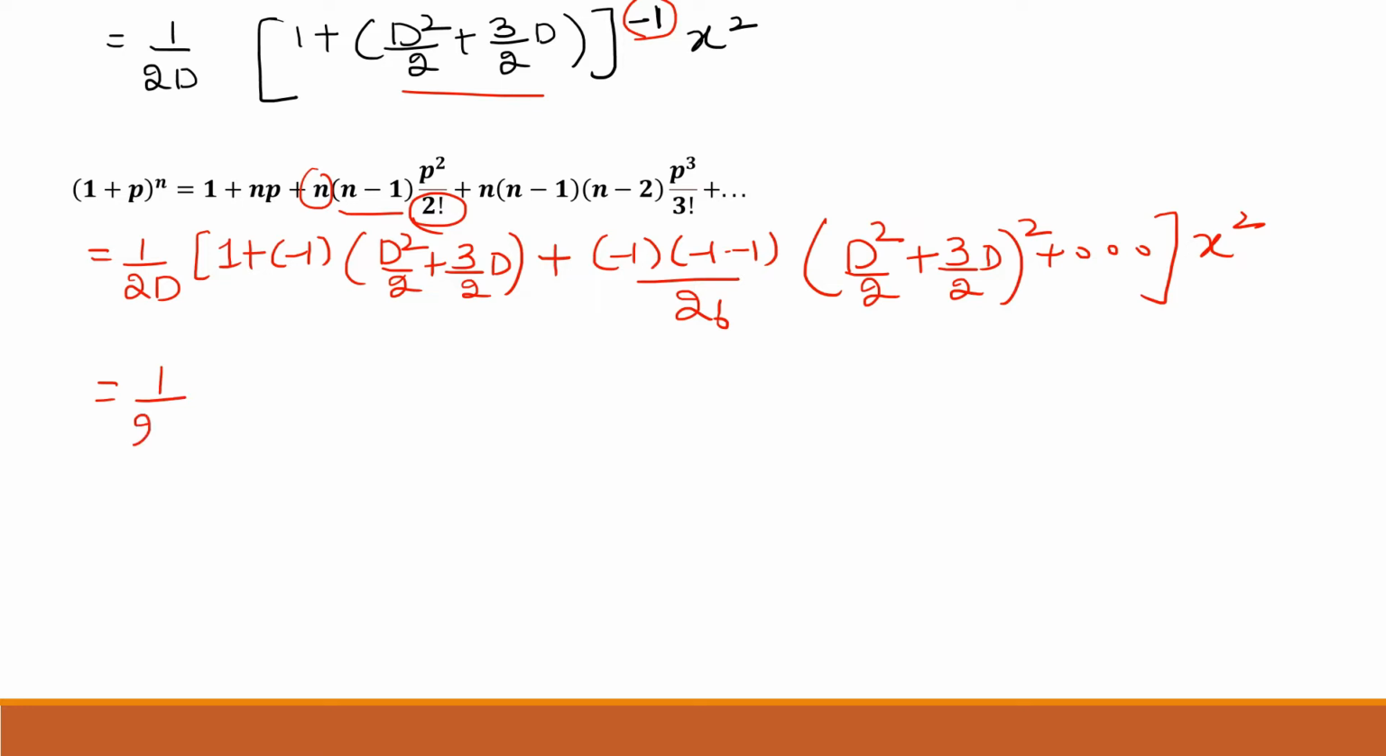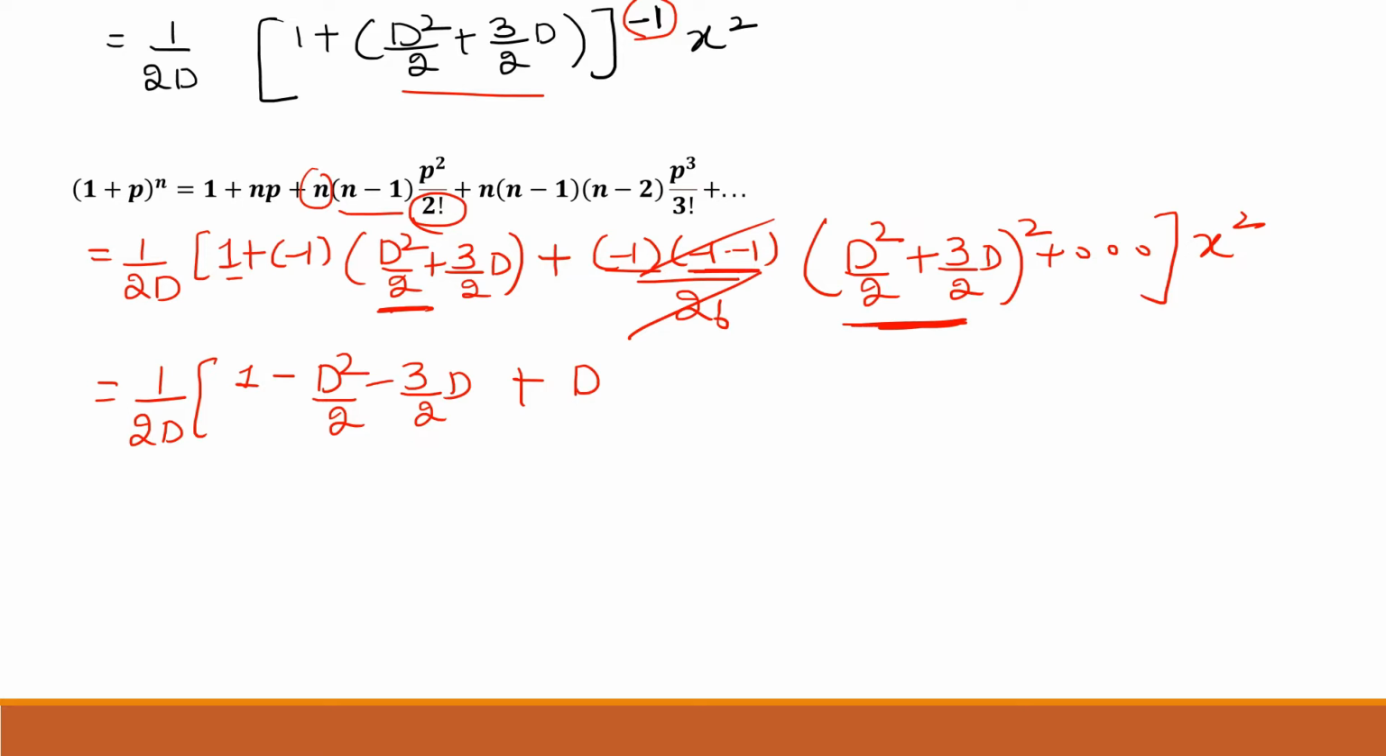So 1 over 2D, here 1 as such, minus 1 into D square by 2, so what you'll get is minus D square by 2 minus 3 by 2 D. This is minus 1, this is minus 2, so this is 2, and 2 will cancel with 2 factorial. So we need to expand this by the formula of (a plus b) whole square. So this will be D to the power 4 by 4 plus 9 by 4 D square plus 3 D cube by 2.